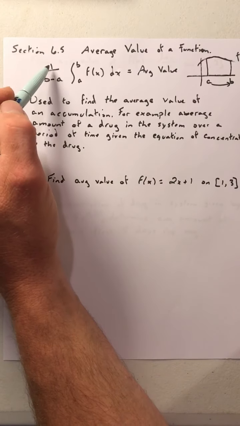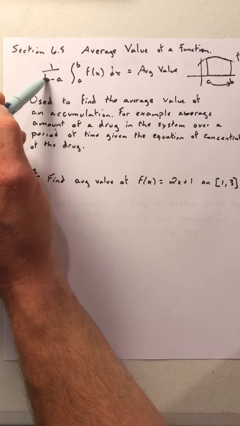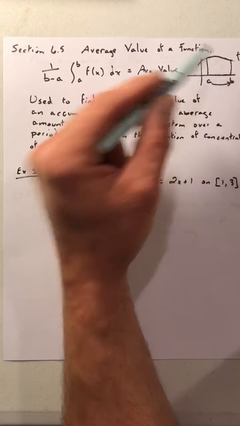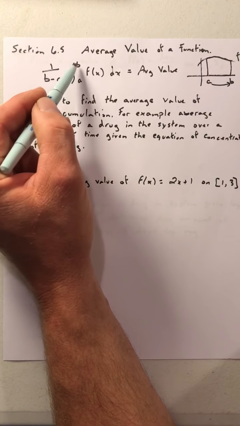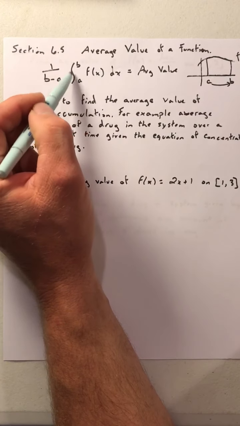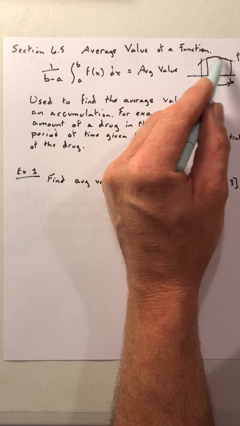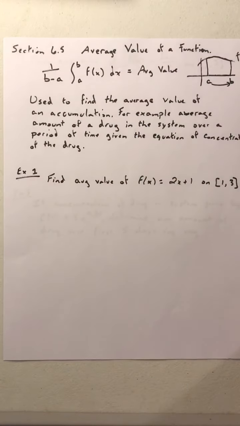So the formula that we're going to be using is 1 over B minus A, that gives us the averaging, times the integration from A to B of f of x dx. That integration is going to give us the total area of this region. And again, we use the average value to find the average accumulation of something.